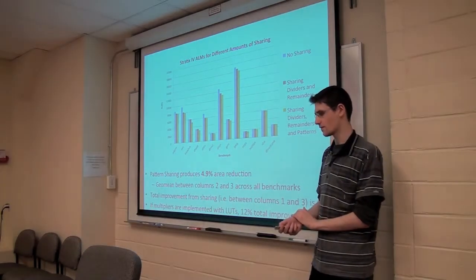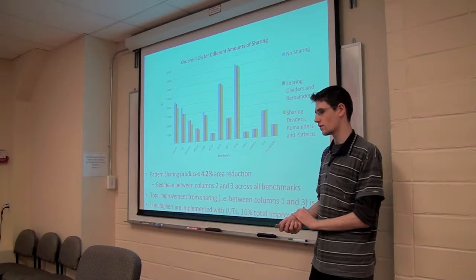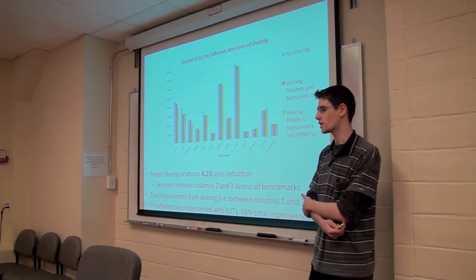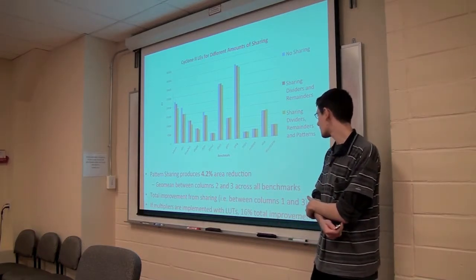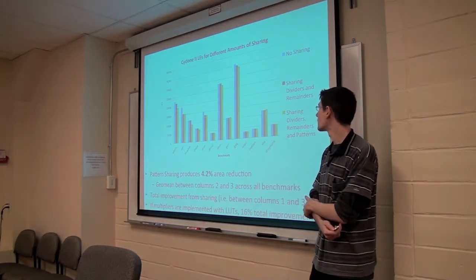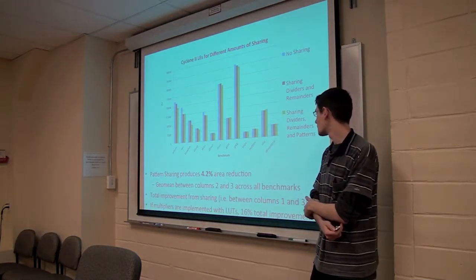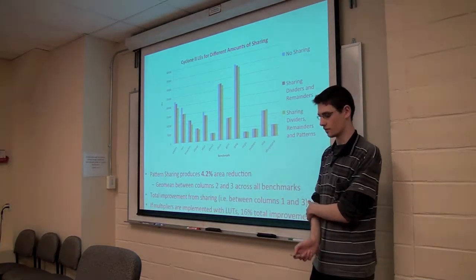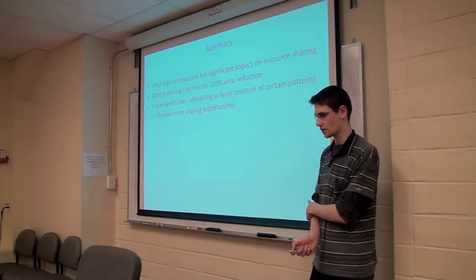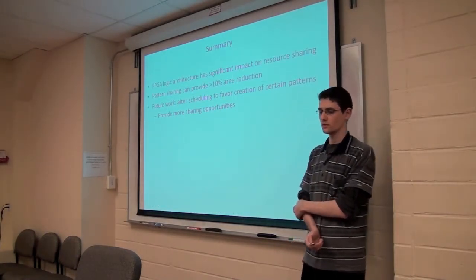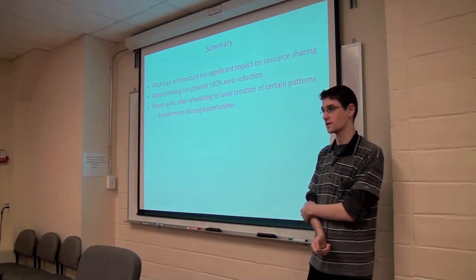And now I'll show the same results, but for Cyclone 2. The results aren't as positive. There's 4.2% area reduction, 7% total improvement between the blue bar and the green bar, and LUT-based multipliers produce 16% improvement.